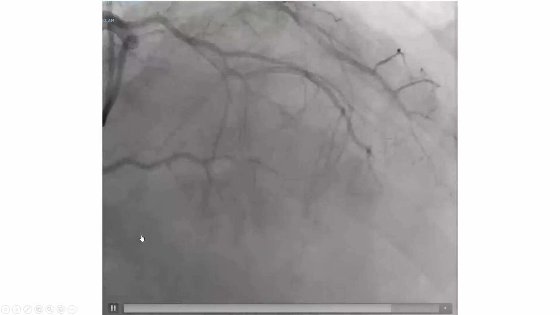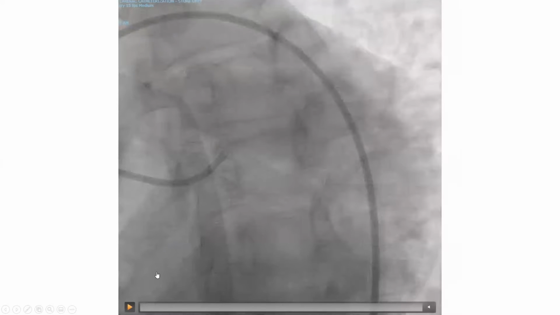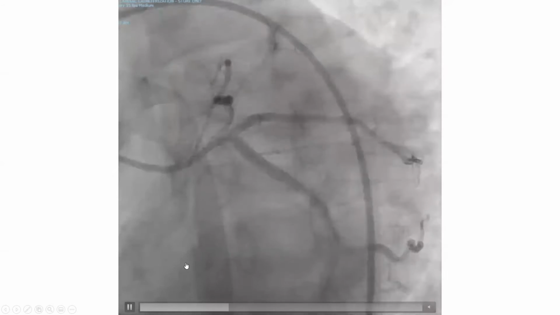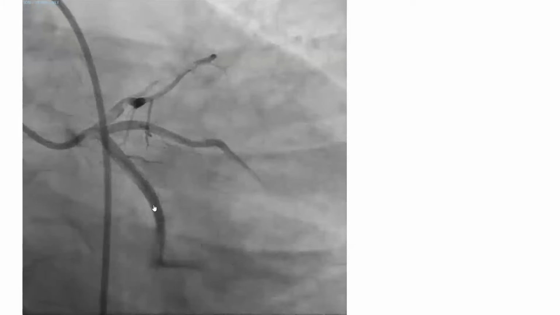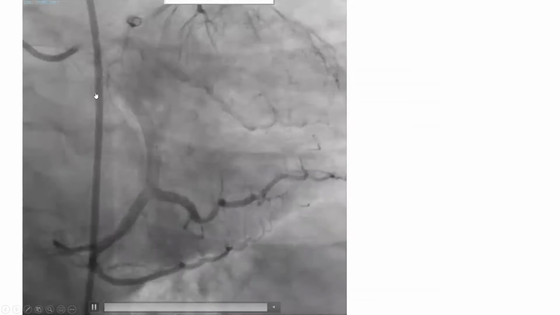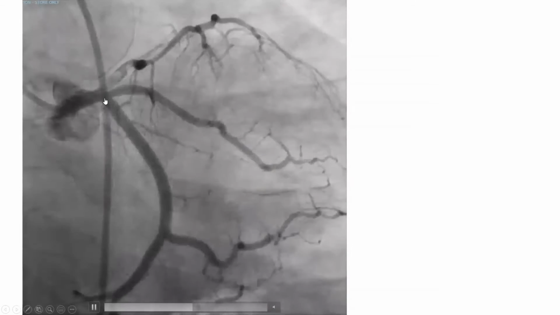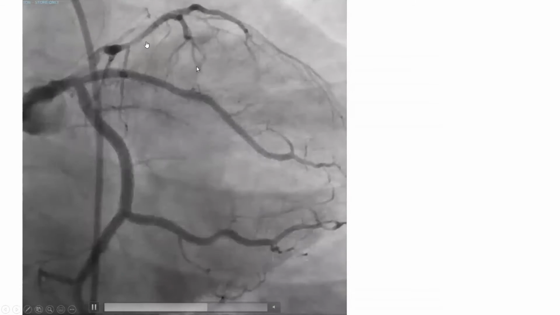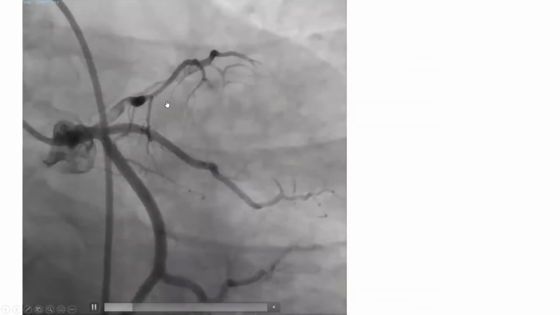So this area, and I'll show you the eleocaudal again. Look at it here. And I'll show you more views. This is the proximal LAD. This is the areocaudal. So this is the proximal LAD. And this is that LAD diagonal.